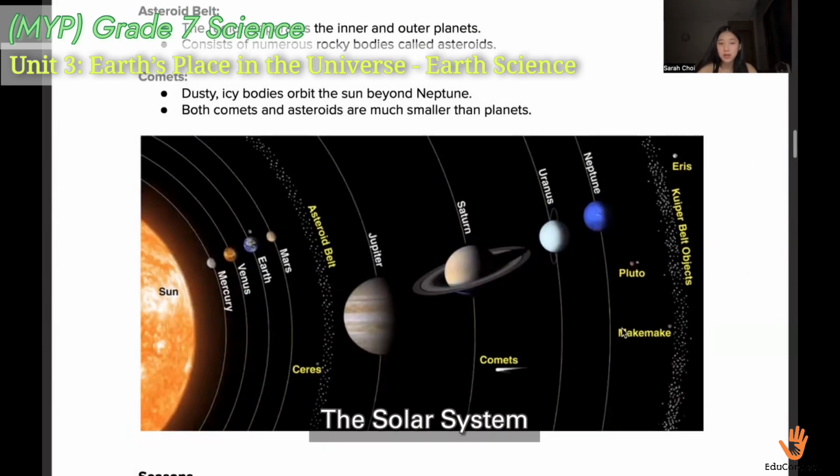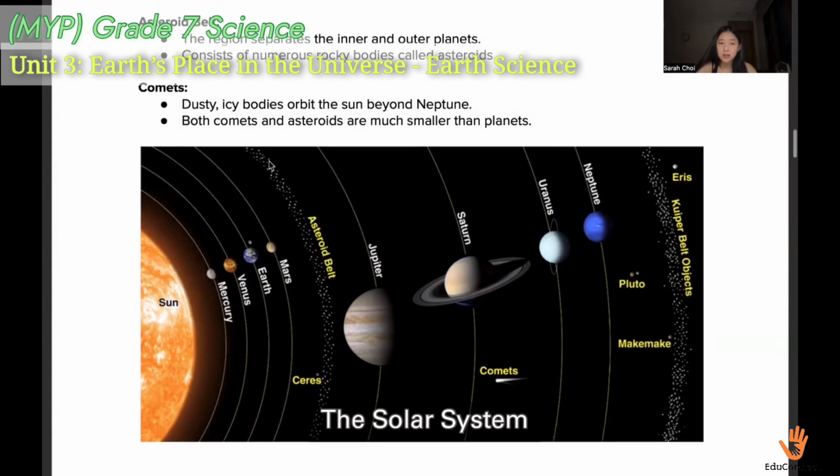So as you can see from this diagram here, there's Mercury, Venus, Earth, and Mars, and since these are the 4 closest planets to the sun, they are inner planets. The asteroid belt here separates the inner from the outer planets, and the outer planets here show Jupiter, Saturn, Uranus, and Neptune.